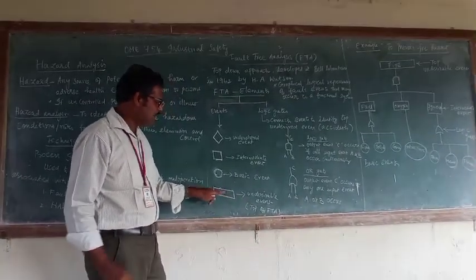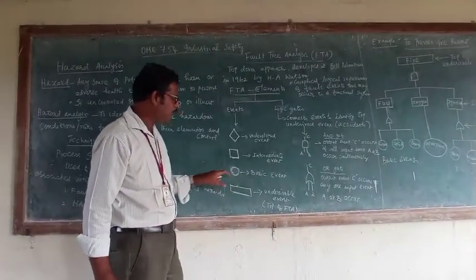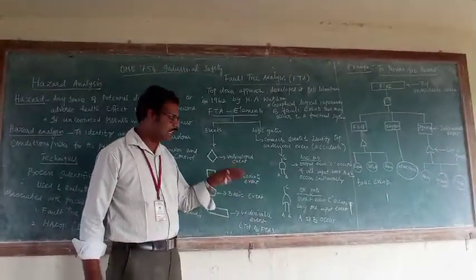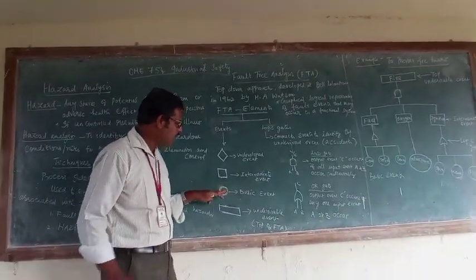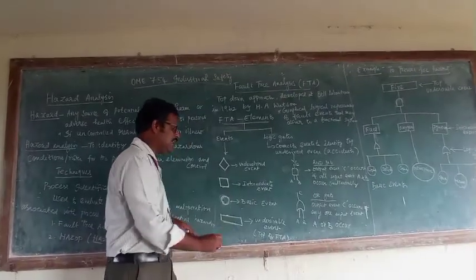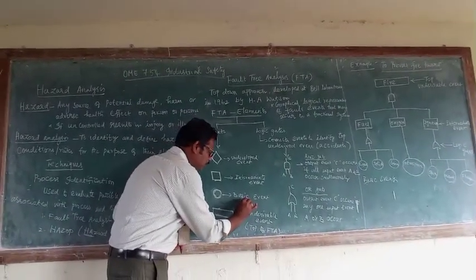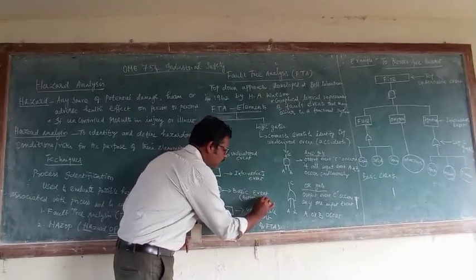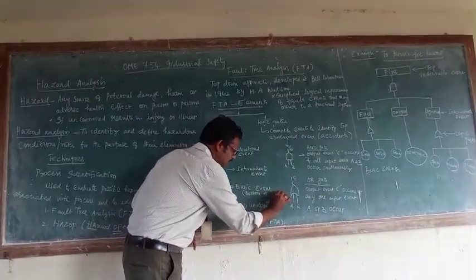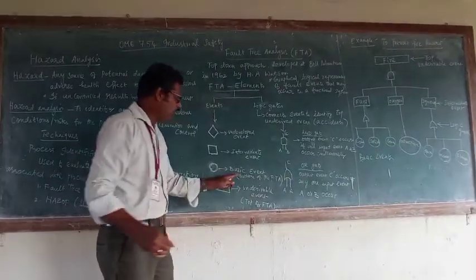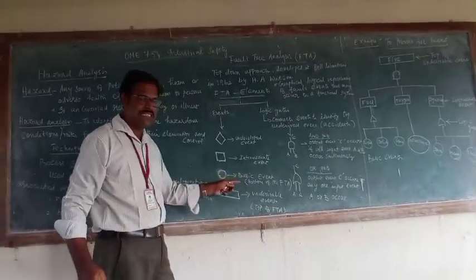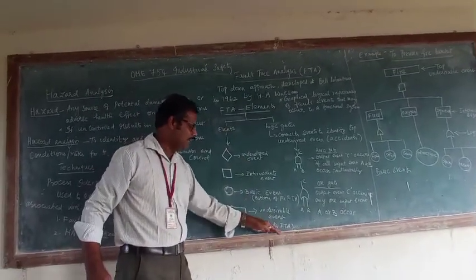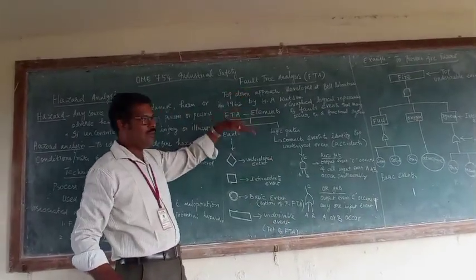So this undesired event is given as a rectangular shape, and it represents the undesirable event. This has to be eliminated or controlled. And the basic event, it is a circle at the bottom level. It is at the bottom of the FTA. The last part of your fault tree analysis is the basic event. From the basic events, we build up to the undesirable event at the top.